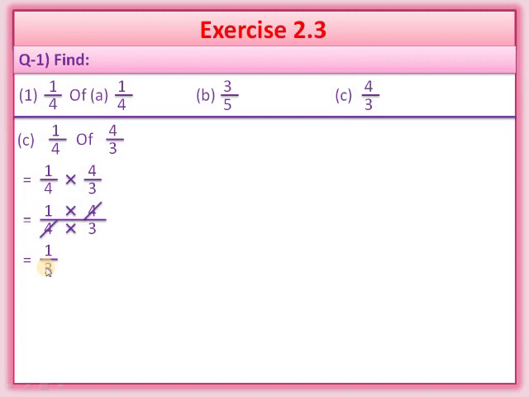1 upon 7 of 2 upon 9. So here 1 upon 7 multiplied by 2 upon 9. Okay, we will multiply by all the numerators. Okay, so 1 multiplied by 2 upon 7 multiplied by 9. Okay, so try to reduce the number, but it is not possible, so we will multiply directly. So 2 1s are 2 and 7 9s are 63. So it is your answer and it is a proper fraction.